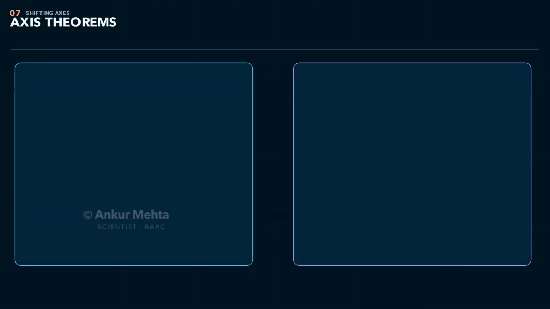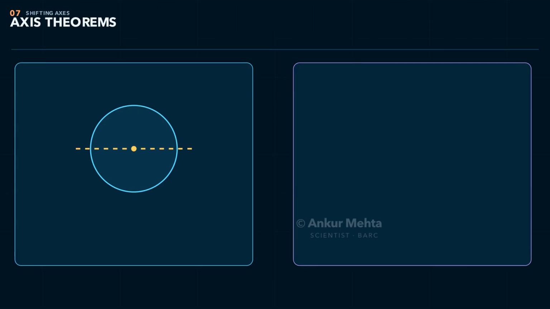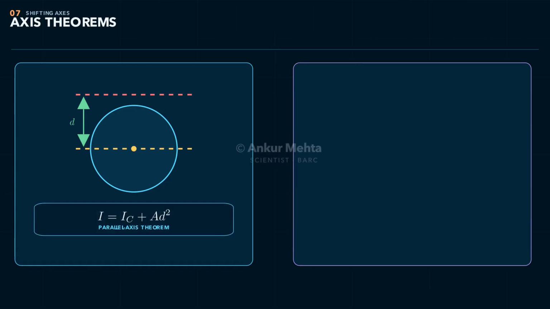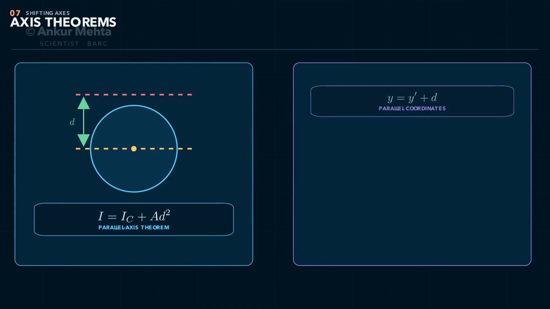Suppose we know the moment of inertia about a centroidal axis and need it about a parallel axis at distance d. Write each distance as y prime plus d, square it and integrate. The cross term contains integral y prime dA, which is 0 about the centroid. Therefore, I equals I centroid plus Ad squared. This is the parallel axis theorem. The axes must be parallel and one of them must pass through the centroid. The theorem shifts an axis, it does not rotate one.